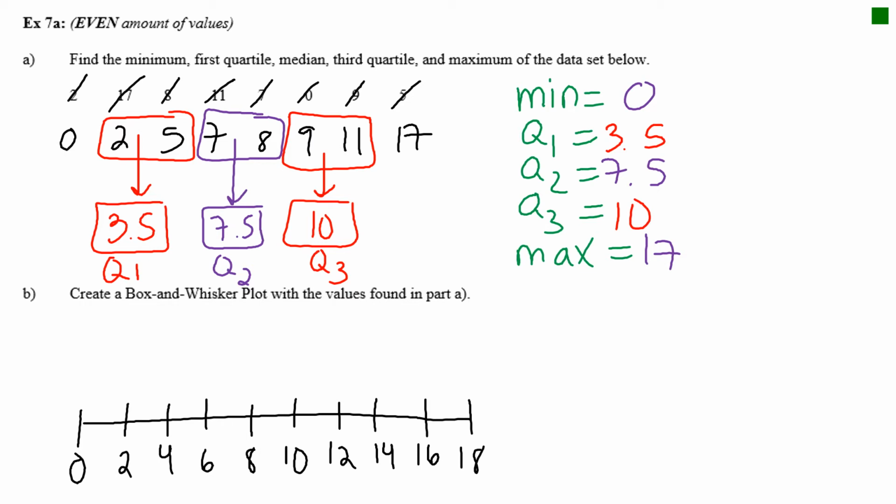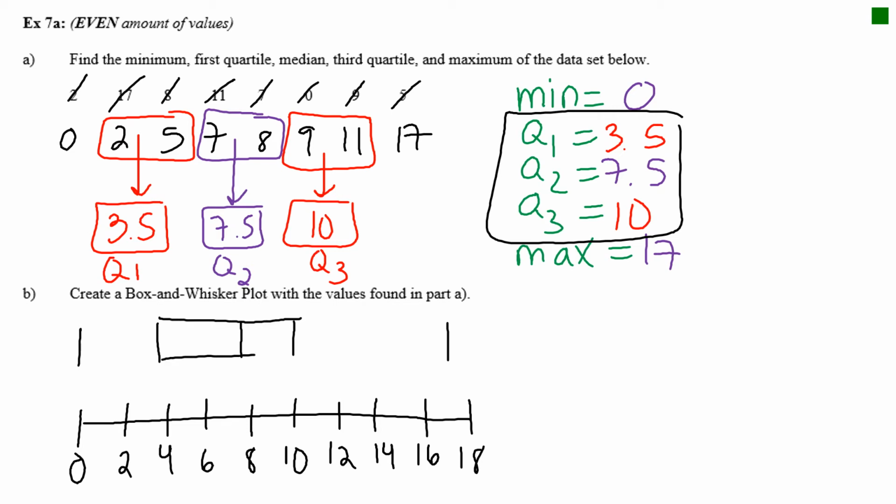Okay. Again, we're going to put tally marks over the minimum. Q1, which was 3.5, is going to be a little bit closer to 4 there. Q2, which was 7.5, again, going to be a little bit closer to 8. Q3 is 10. And max was 17, halfway between 16 and 18. Your box is made up of your Q values. Left whisker from minimum to Q1. Right whisker from Q3 to your maximum.